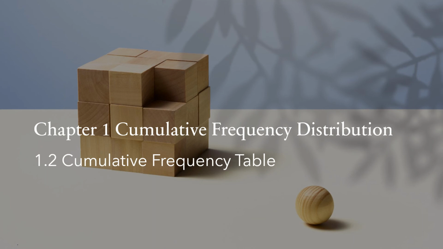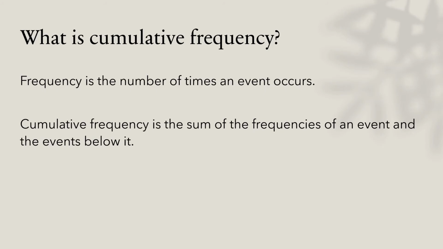Hi, in this video, I'll be going through what is a cumulative frequency table. First, let's understand what is cumulative frequency. We know that frequency is the number of times an event occurs. So for instance, if last week it rained 2 times, 2 is the frequency.